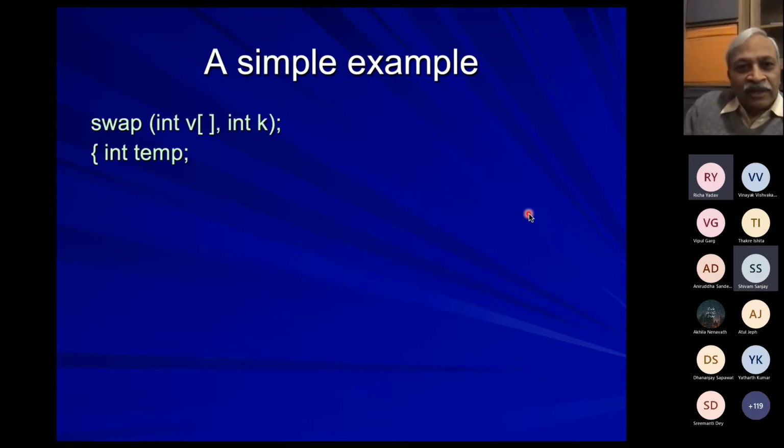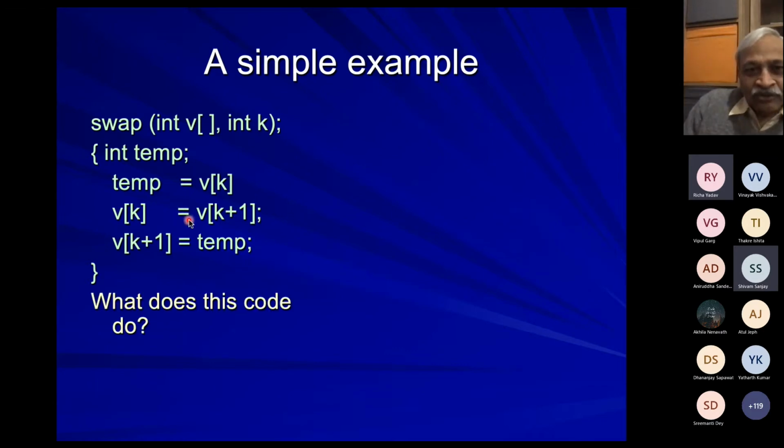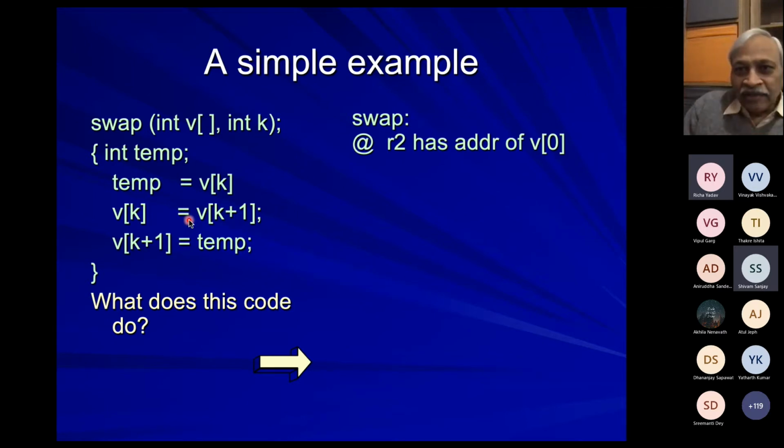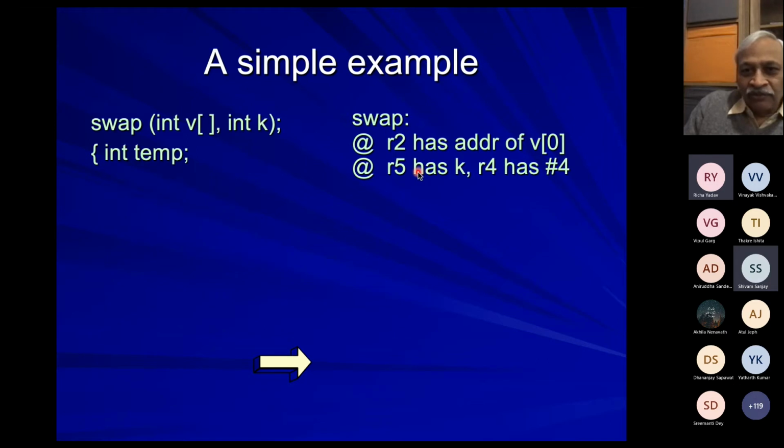Okay, so moving further now, here is an example which will illustrate memory access, load store, and also use of a temporary variable. This code we know does interchange of two elements, and in assembly language, suppose R2 has address of V0, that is the base of the array. R5 has, now I'm using the at the rate sign to indicate it's a comment, R5 has K, R4 has this constant 4.